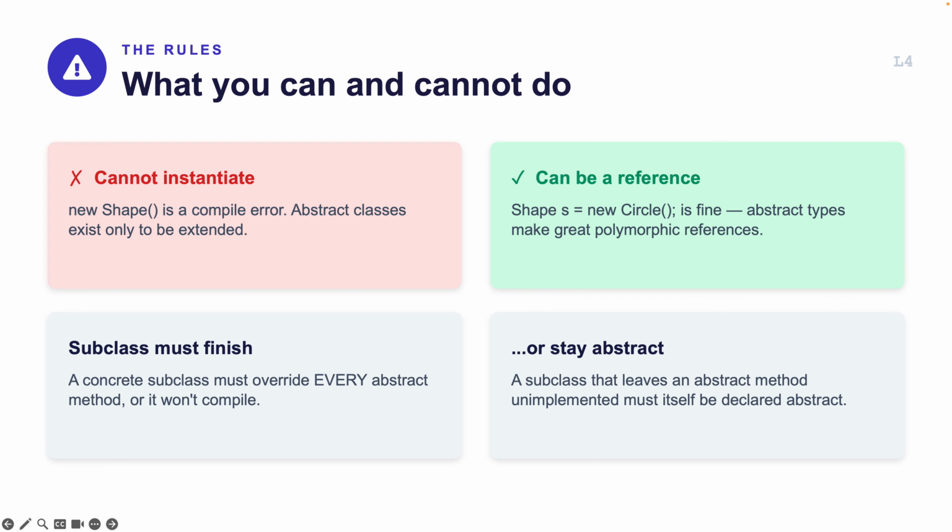So the chain continues until some class finally fills in all the blanks. Watch especially for code that tries to say new on an abstract type. That's the trap that they set most often.